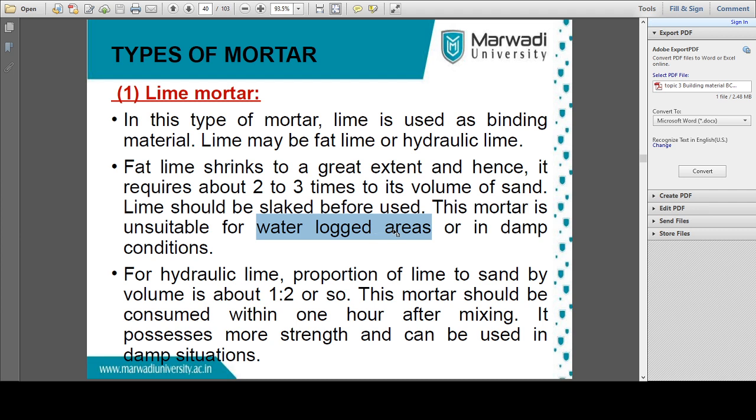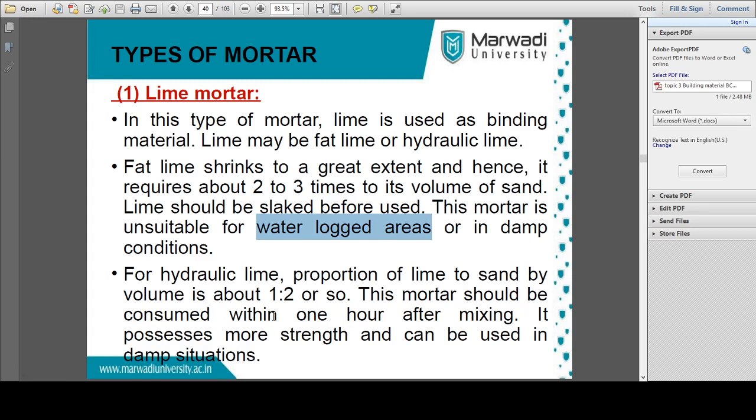Waterlogged area means the area in which the water has been collected for some duration or it has been kept permanently. Over here, the proportion of the hydraulic lime to sand is 1:2. So this mortar should be consumed within 1 hour after mixing.